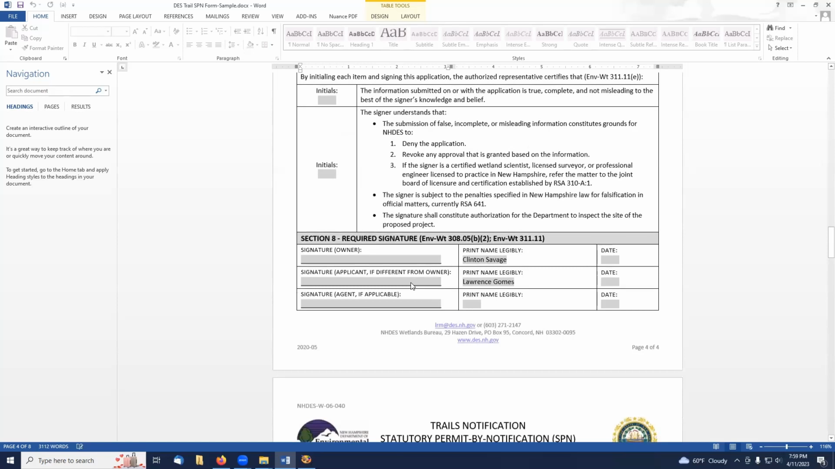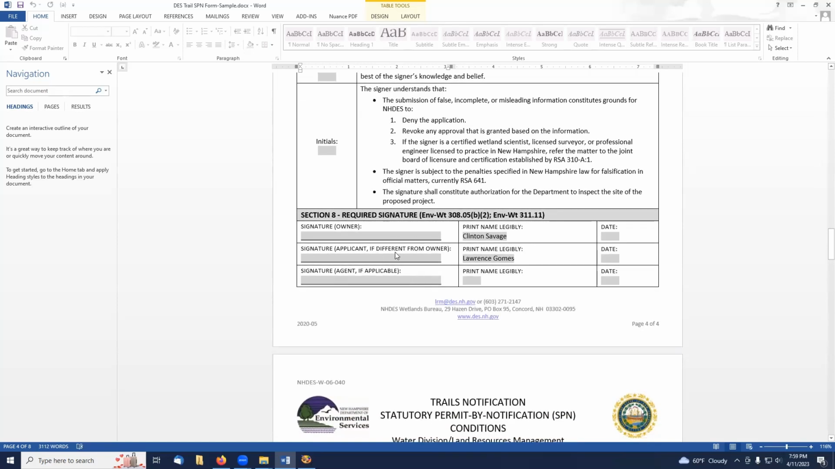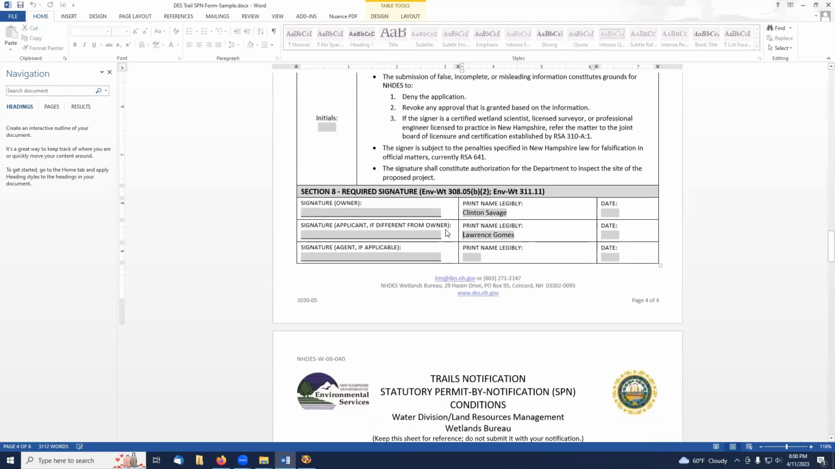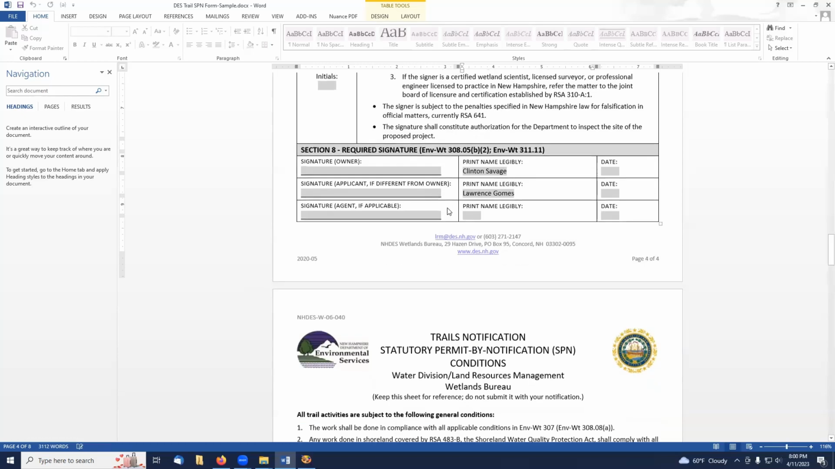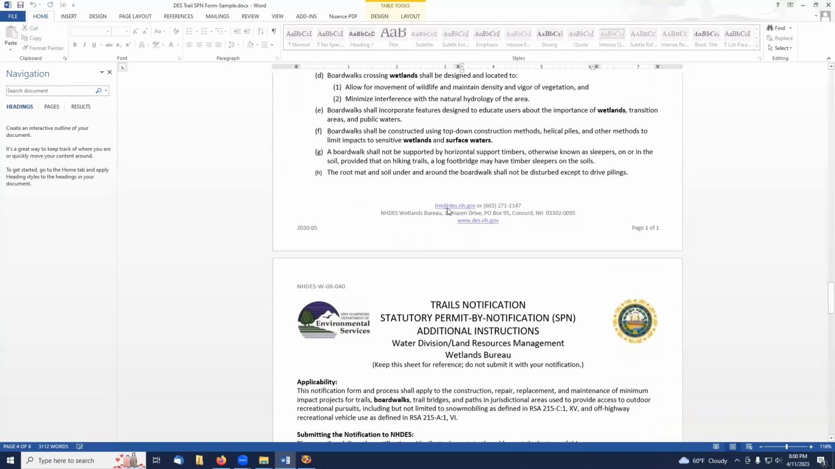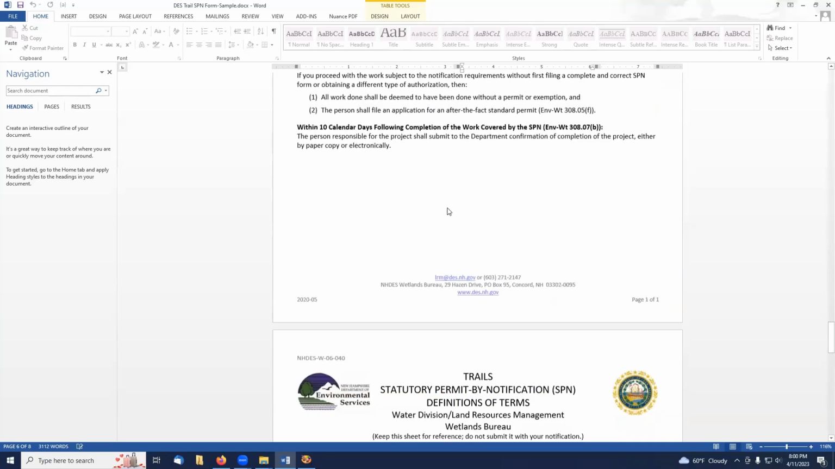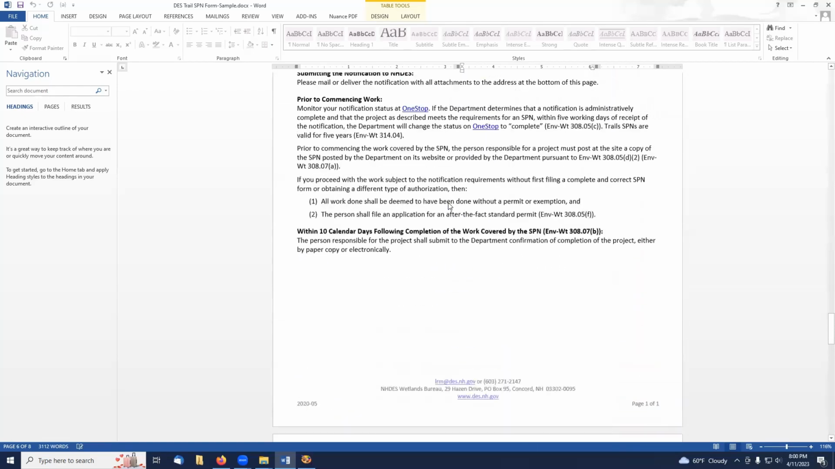And then what you have to do is sign down here as the applicant. That's the middle signature line here. And then you've got to get your landowner to sign on the top line here. The agent doesn't really apply in this case. So that's one thing they changed with these forms. I used to be able to just sign this and basically give a copy to the landowner. That ain't good enough anymore. They want the landowner to sign it as well. And then they've got information down here on all these questions, pretty much what I just went over with you.